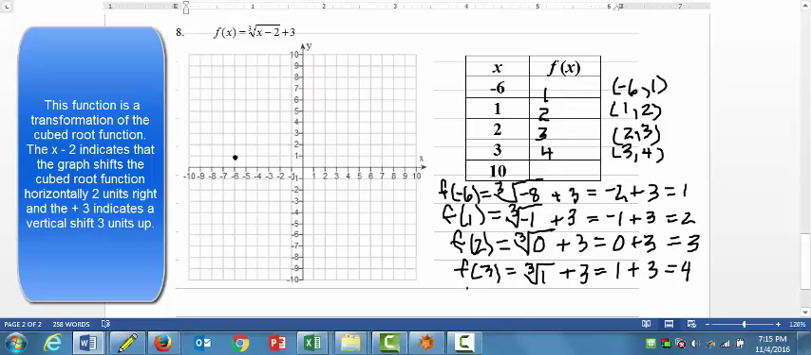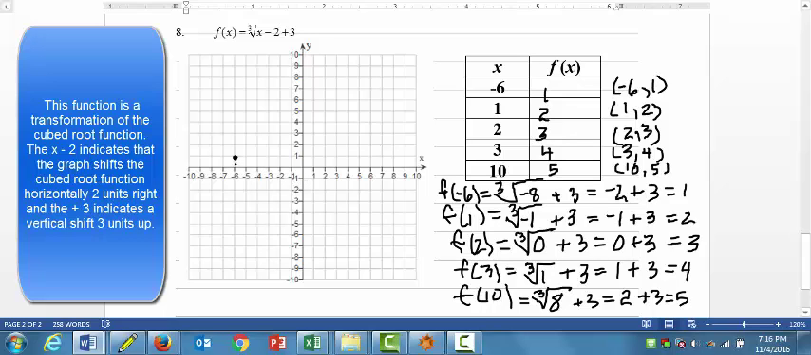And then when x is 10, I get the cube root of 10 minus 2, which is 8, plus 3. The cube root of 8 is 2. 2 is the number that cubes to give me 8. So the cube root of 8 is 2. So I get 5 here. So I'm going to plot the point 10, 5. So let's plot these points.